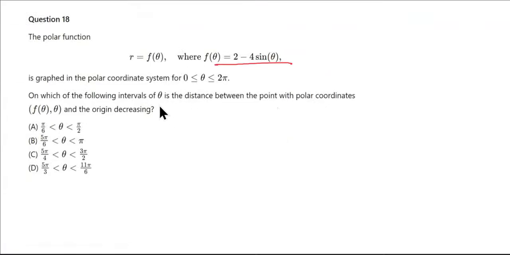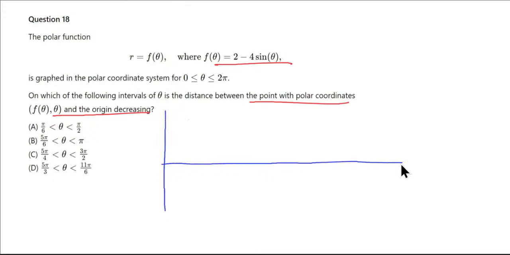Okay, on which of the following intervals is the distance between the polar coordinate and the origin decreasing? So that's basically the same question they are asking us. So I'm just going to graph this on the rectangular plane now. I know that the time period is 2 pi, by the way. I don't have to worry about that. No funky stuff going on. Midline is 2, right? Can we agree on that? Midline is 2. So there you go.